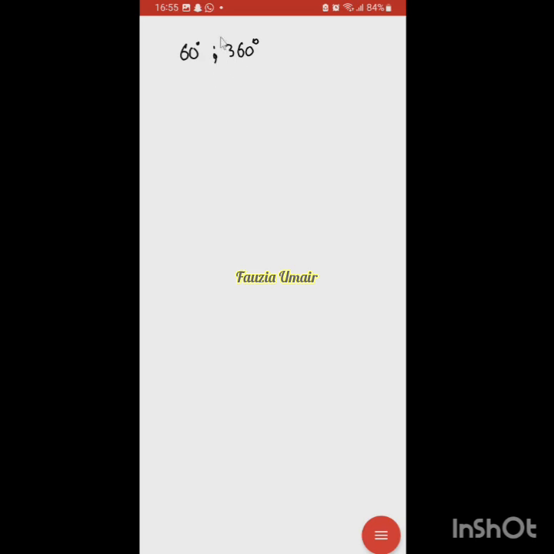We could write the fraction 60 by 360. But your voice is not coming clearly. I don't know why. Ma'am, the units are same. That's right. The units are same. So we will write the fraction 60 by 360. Very good. And to express it as a percentage, we will multiply with 100.